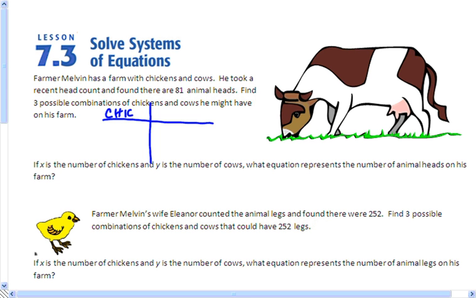So, chickens and cows. And one possibility, let's say he had 40 chickens. Then we're going to do 81 minus 40, and he would have 41 cows. If he had, say, 80 chickens, 81 minus 80 is 1 cow. Because the number of heads is just the same as the number of animals. So if he had 14 chickens, he'd have 67 cows. And the way you can check all those is just by adding them up and making sure they total 81 always.